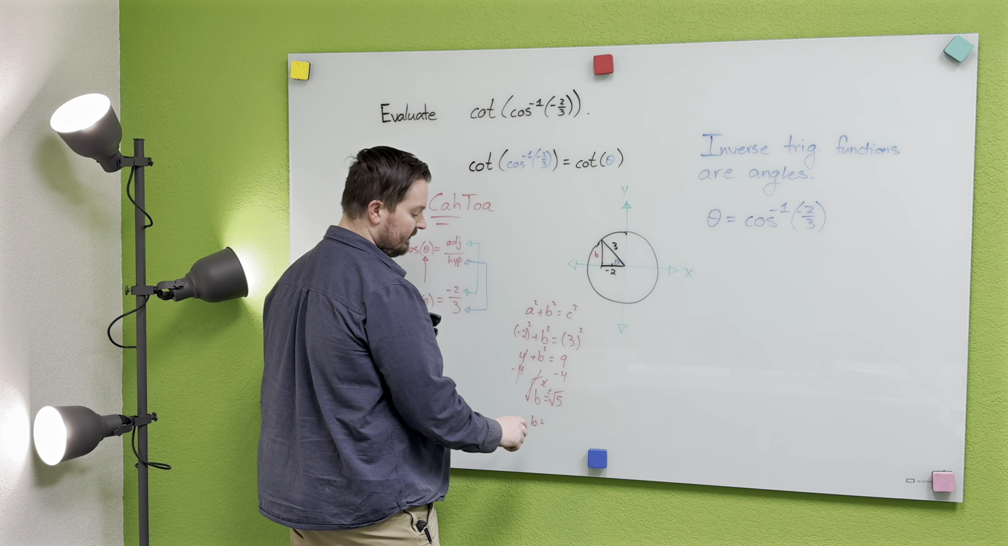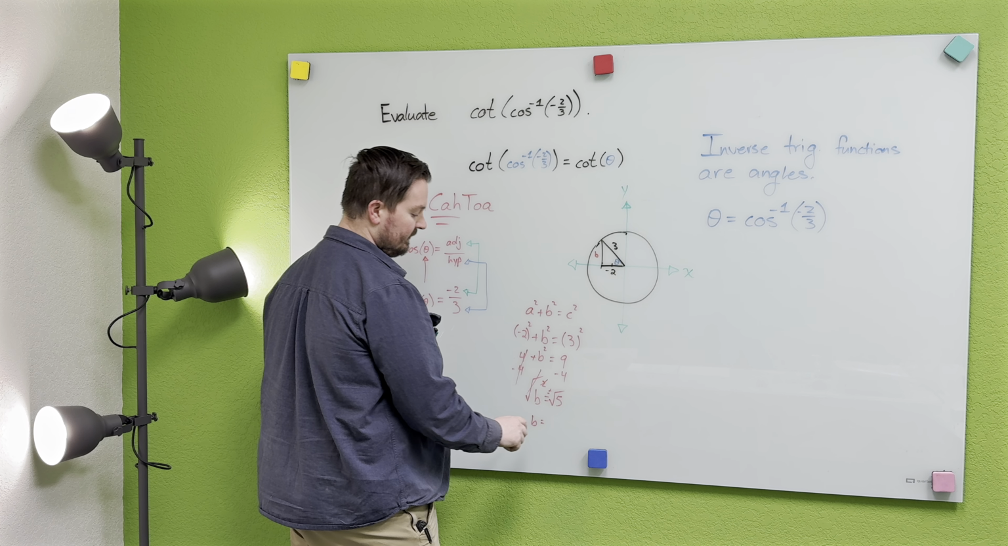I'll get back to a little detail at the end that can tell us exactly where our angle is. But first, we can replace b with square root of 5. Now, I'll go ahead and jump into that detail.